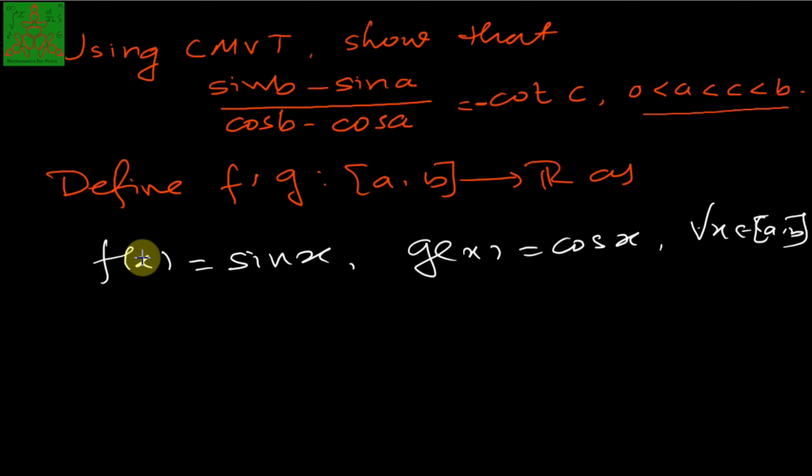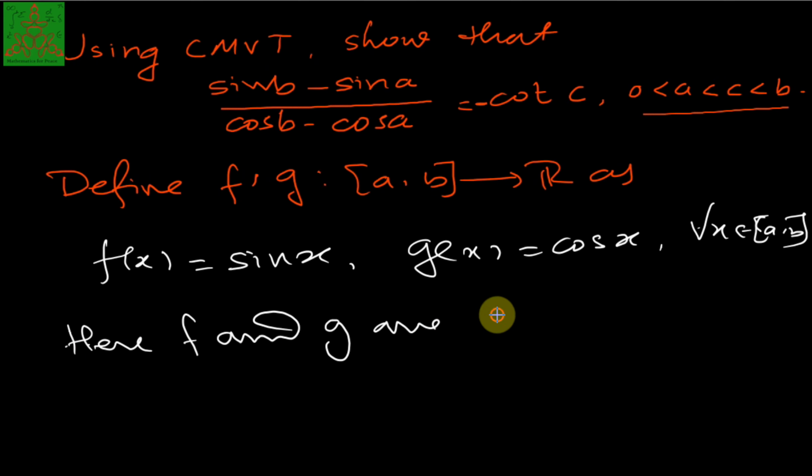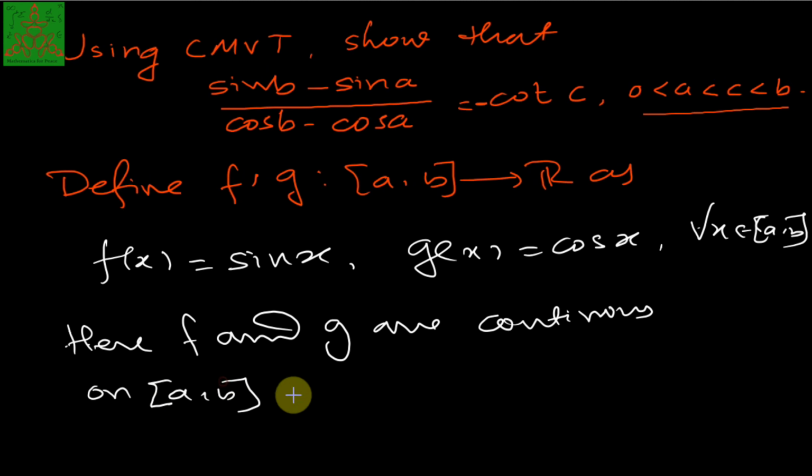And one should note that f and g are trigonometric functions, the sine function and the cos function, so they are continuous everywhere, in particular in this interval, and they are differentiable, so they are differentiable in the open interval. So we'll still write it. Here f and g are continuous on closed interval a b and differentiable on open interval.